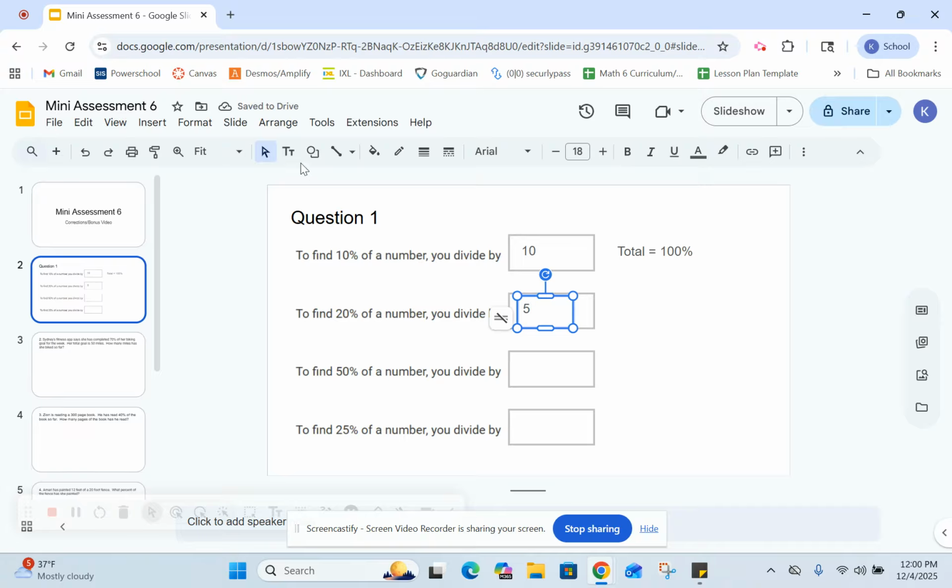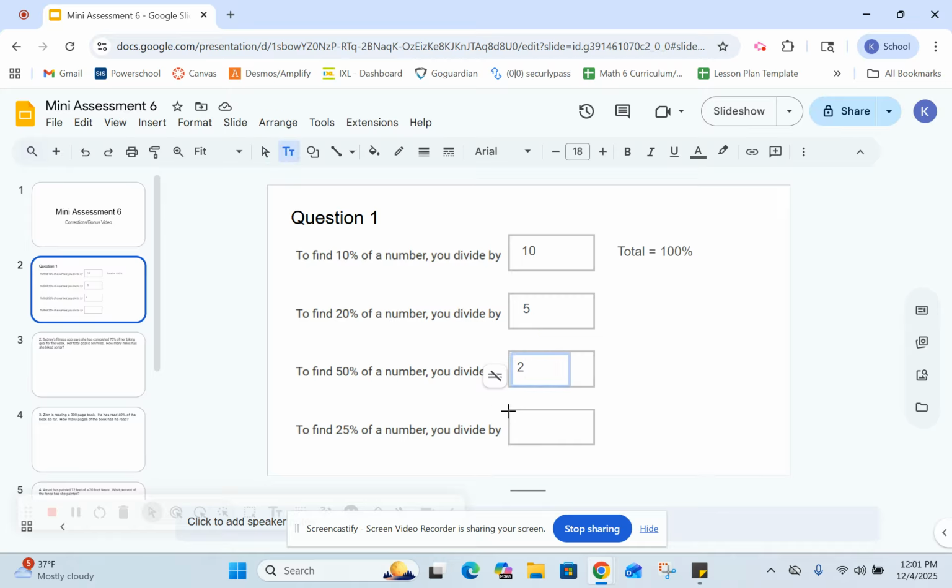All right, now let's think about 50%. The first thing I want you to think about is 50% of something. If you got a 50% on an assignment, what portion of the questions did you get correct? That's right, half. So to find half of something, you would divide by what? That's right, it would be 2, because 2 50%s make 100%.